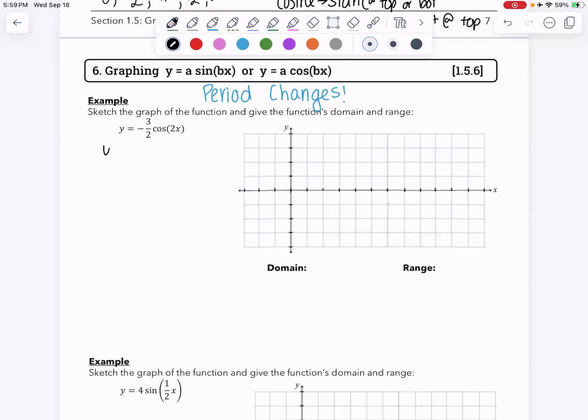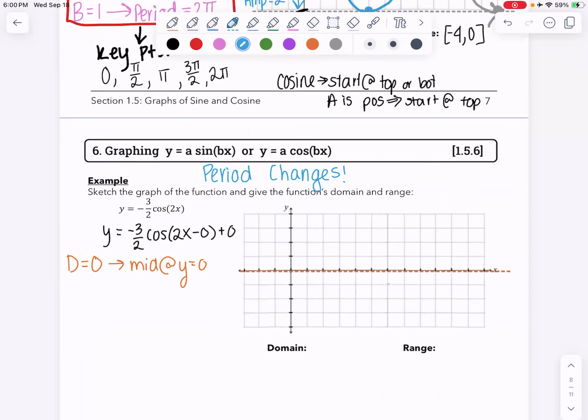I'm going to start like I have with all of these, rewriting this as y equals negative 3/2 cosine of 2x minus 0 plus 0. Starting with the midline, since d is 0, that means that the midline is at y equals 0. Boom, done.